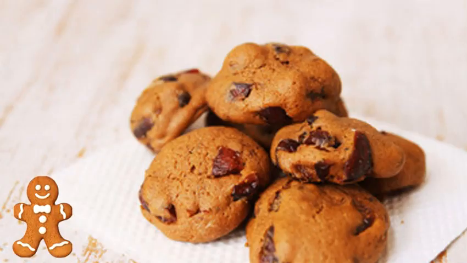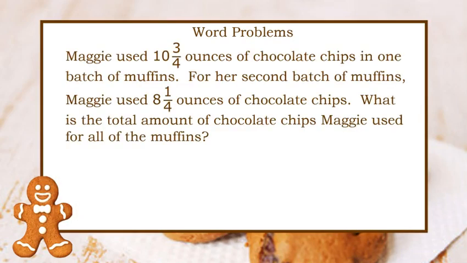Let's try a word problem now. Maggie used 10 3/4 ounces of chocolate chips in one batch of muffins. For her second batch of muffins, Maggie used 8 1/4 ounces of chocolate chips. What is the total amount of chocolate chips Maggie used for all of the muffins? For this problem, we would need to add.